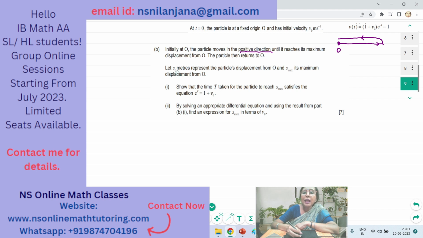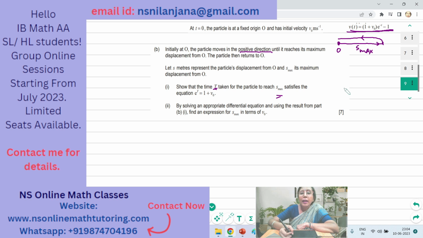Let S meters represent the particle's displacement from O, and S max its maximum displacement from O. So this whole thing is S max. The part I show that the time capital T taken for the particle to reach S max satisfies the equation e to the power of capital T equals 1 plus V0. And this is the equation for V that we have shown in subpart A.